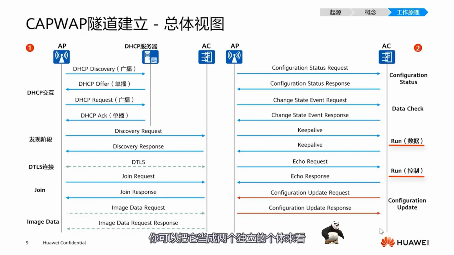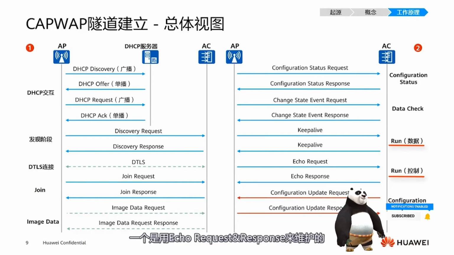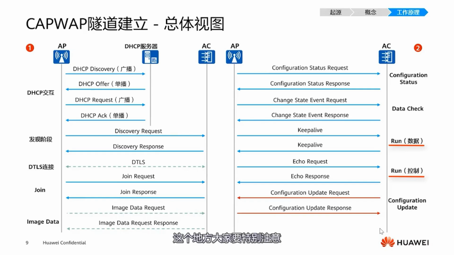Actually, the establishment of these two tunnels is not sequential. You can consider them as two independent entities. One is maintained with keep alive, the other with echo request and response. Pay special attention here. If I ask you what tunnel keep alive maintains, you should at least know it's the data tunnel, not the control tunnel. So, the messages used in these two tunnels should be clear to everyone. The run phase is now complete. The tunnel establishment is done.